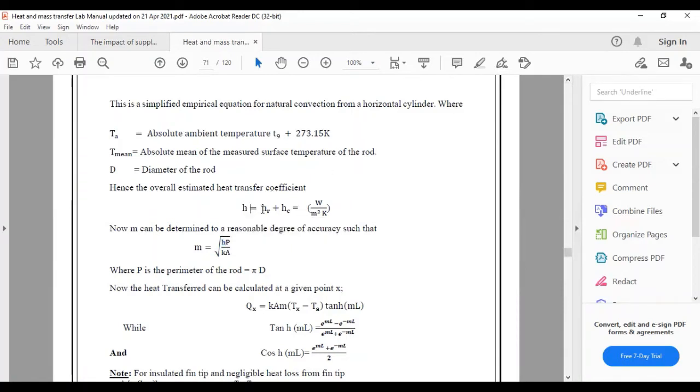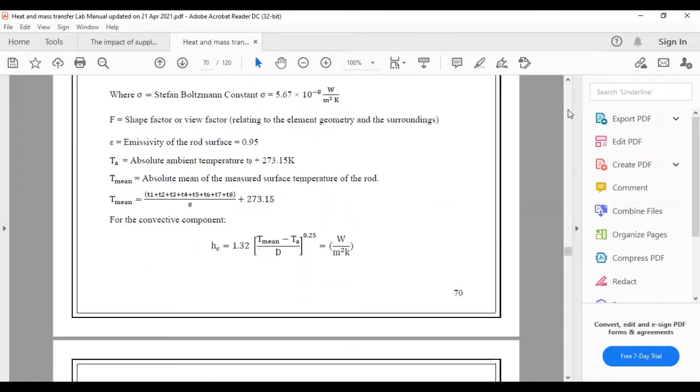This H, basically it is the sum of HR plus HC. HR is denoted for heat transfer coefficient due to radiation, and HC is a heat transfer coefficient due to convection. So this is the sum of two. Now we will calculate this HR and HC separately, and then we will add both of them to get the value of H, and then we will use this value of H here to get the value of M. So now what is HC? This is the formula for HC.